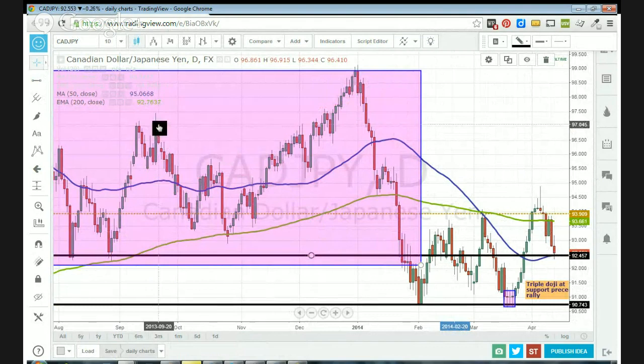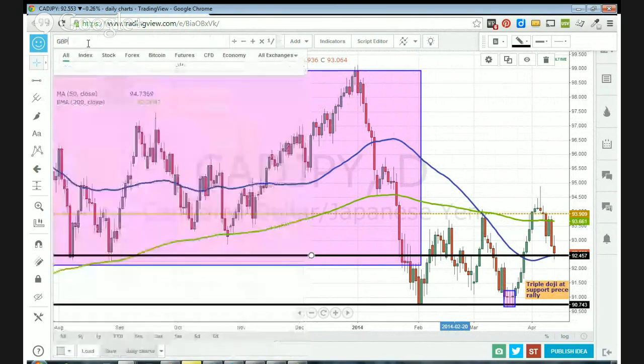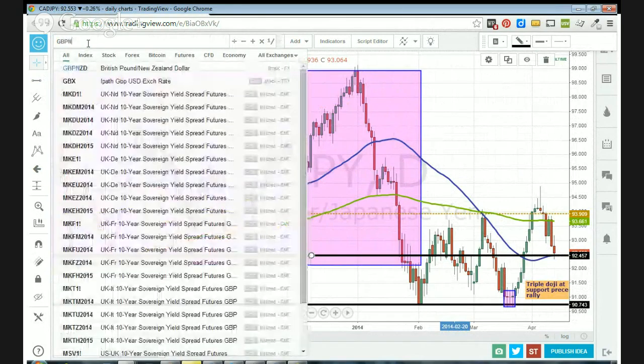Okay, so what's the other? Those are Euro Swiss and pound yen, my 2 positions where they're at break even. Now I have 3 positions that are not at break even. One is pound Kiwi, and this one just got filled yesterday.